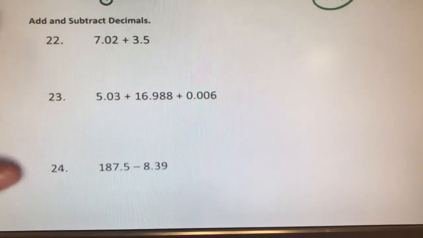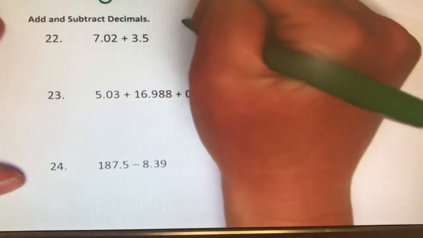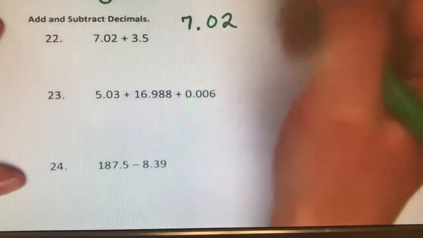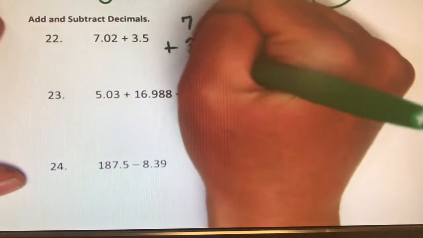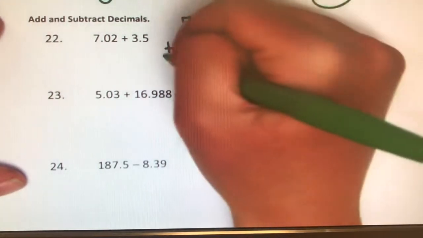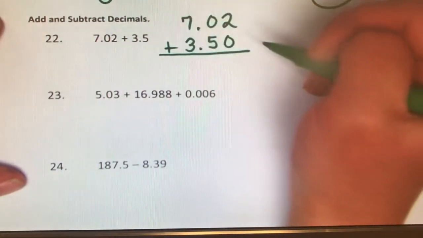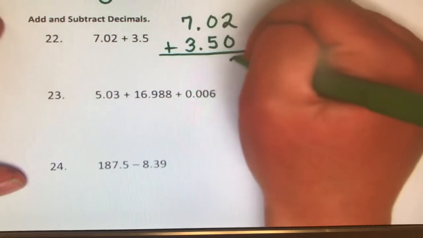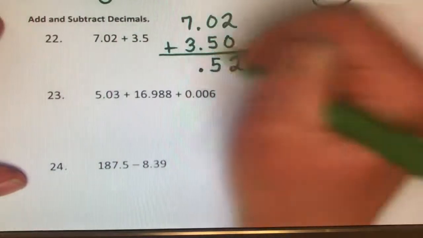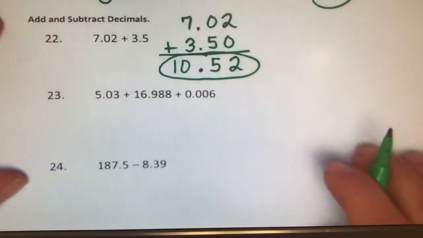So for adding and subtracting decimals, what we have to make sure we do is line up the decimals. And the reason we do that is because if we line up the decimals, then all of our place values will be lined up. So 7.02 plus 3.5, and again, what we can do in the empty spots is put a 0 so that everybody has a buddy, if you will. So I have my hundredths together, my tenths, and my ones. And then we're just adding here, so let's go down. 2 plus 0 is 2. 0 plus 5 is 5. Bring down your decimal. 7 plus 3 is 10. So that answer is 10 and 52 hundredths.